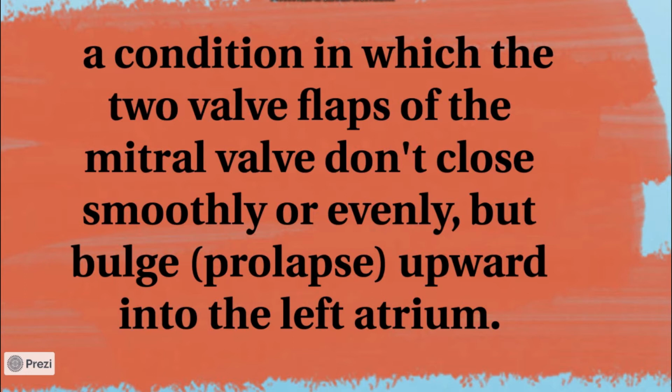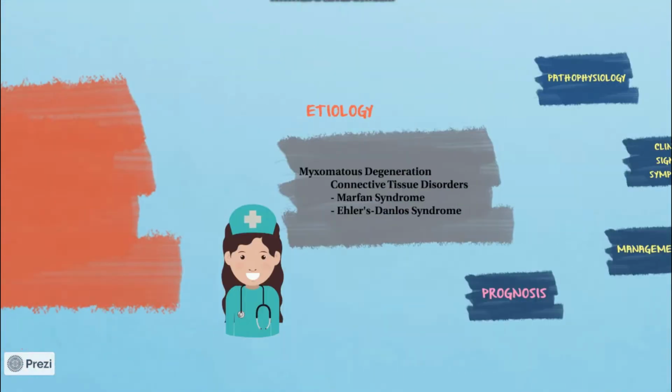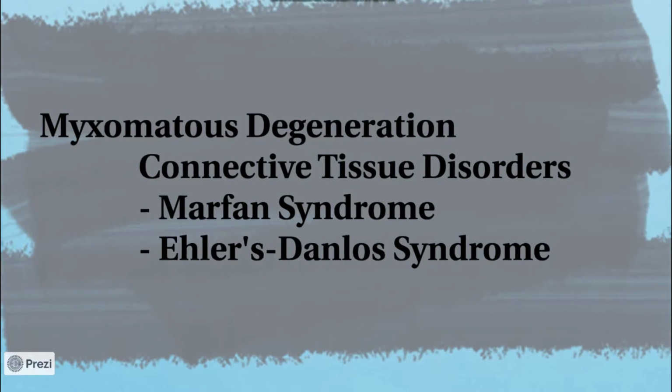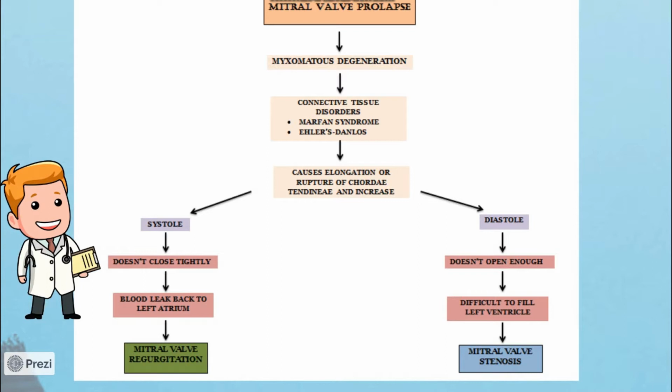Mitral valve prolapse is a condition in which the two valve flaps of the mitral valve don't close smoothly or evenly, but bulge upward into the left atrium. The leading cause of mitral valve prolapse is myxomatous degeneration and sometimes it is associated with connective tissue disorders such as Marfan syndrome and Ehlers-Danlos syndrome. For better understanding of mitral valve prolapse, let's discuss its pathophysiology.